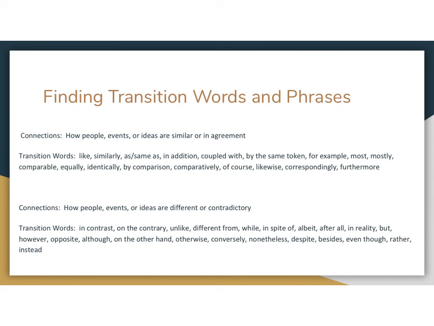And if they are different, then your transition words are in contrast, on the contrary, unlike, different from, while, in spite of, albeit, after all, in reality, but, however, opposite, although, on the other hand, otherwise, conversely, nonetheless, despite, besides, even though, rather, and instead.